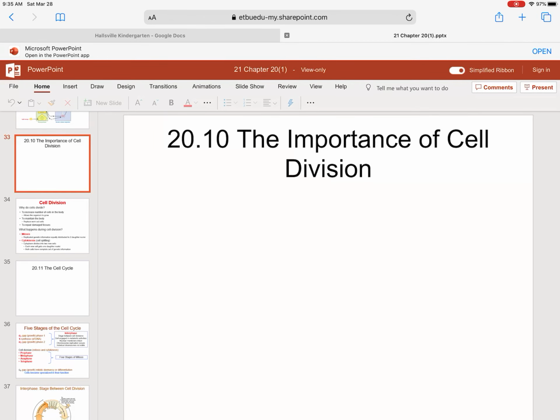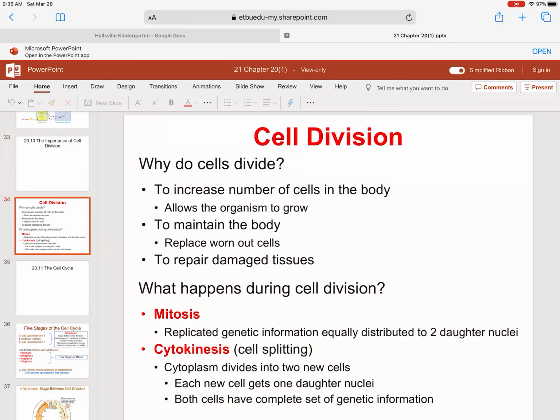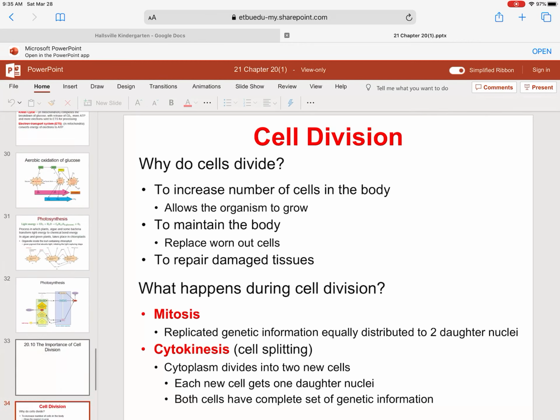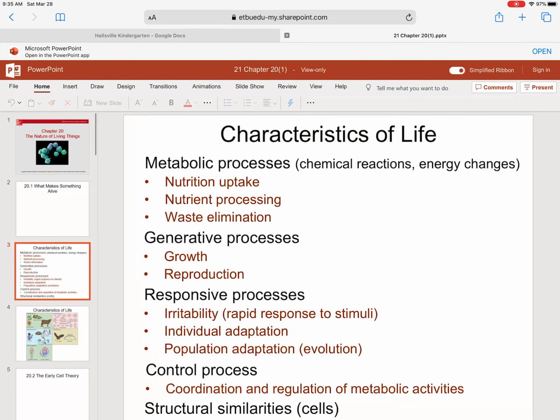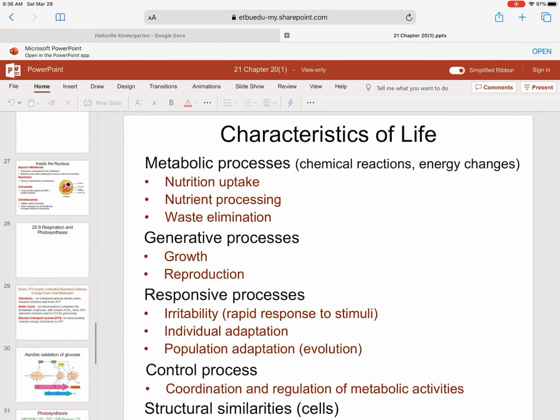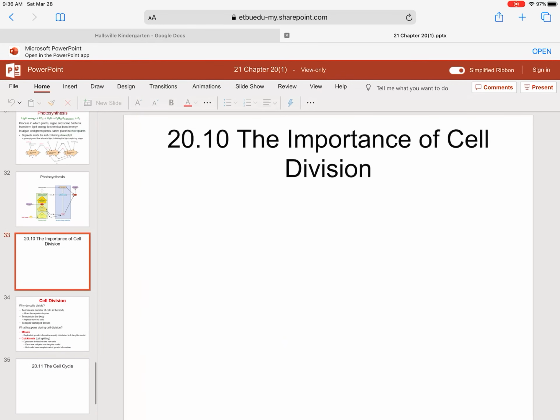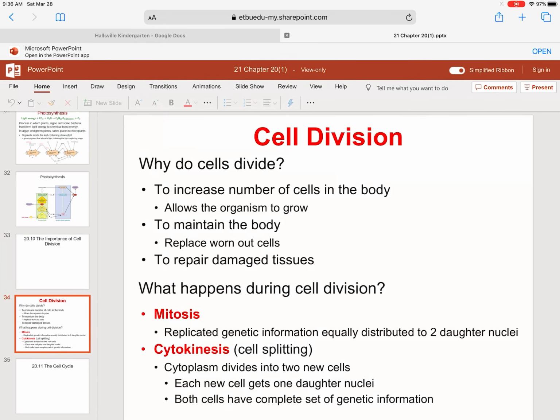So the importance of cell division. Now we said that a requirement of life, if we go back to the very beginning, is this generative process, growth and reproduction. So what that means is cells must be the igniting factor of that. Okay, so where it starts. So why do cells divide? Well, to increase the number of cells in the body. This allows the organism to grow. To maintain the body, so replace worn out or dying cells, and to repair damaged tissues.